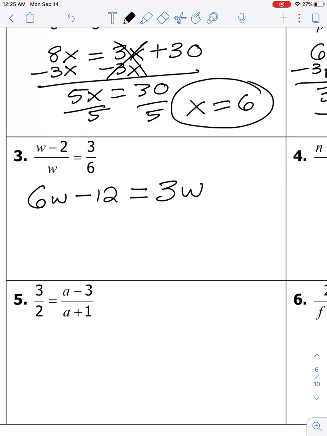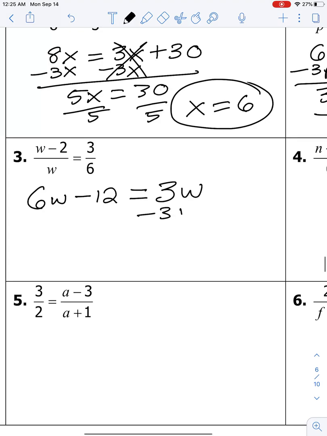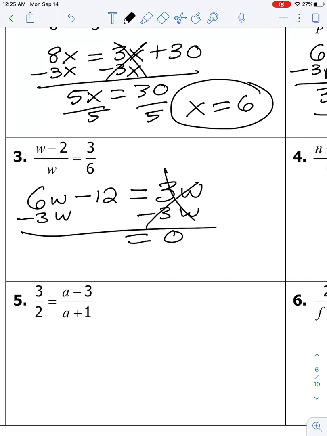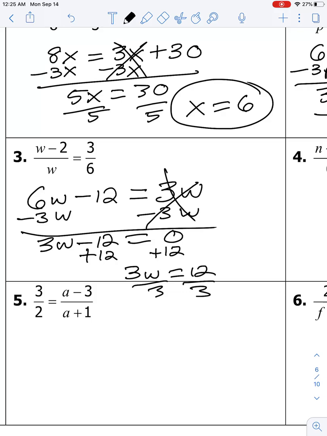If I was to subtract the 3w, essentially I'm putting everything on one side, and you can do that. I'm going to show you what happens if you do that. This actually becomes 0, is what happens. And then you would add 12 to the other side. You would get 3w equals 12, divided by 3, w equals 4.